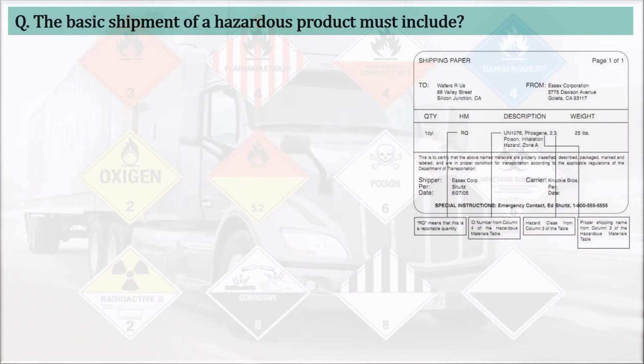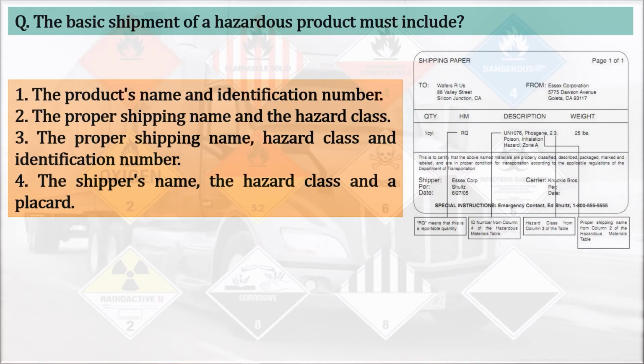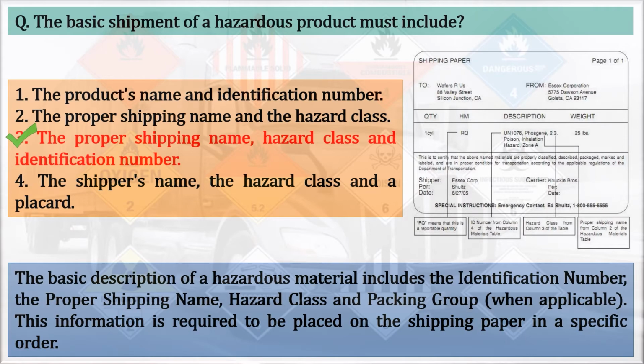Question: the basic shipment of a hazardous product must include option number 1, the product's name and identification number. Option number 2, the proper shipping name and the hazard class. Option number 3, the proper shipping name, hazard class and identification number. Option number 4, the shipper's name, the hazard class and a placard. The answer is option number 3, the proper shipping name, hazard class and identification number.